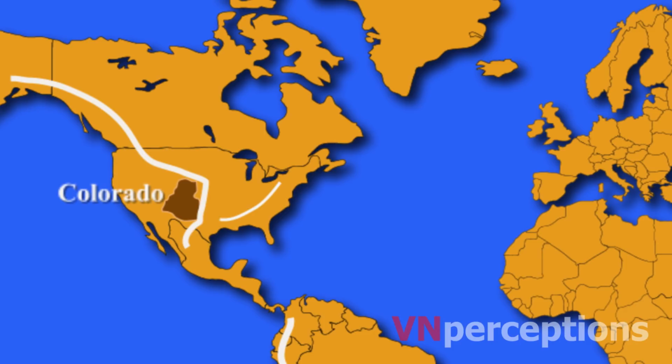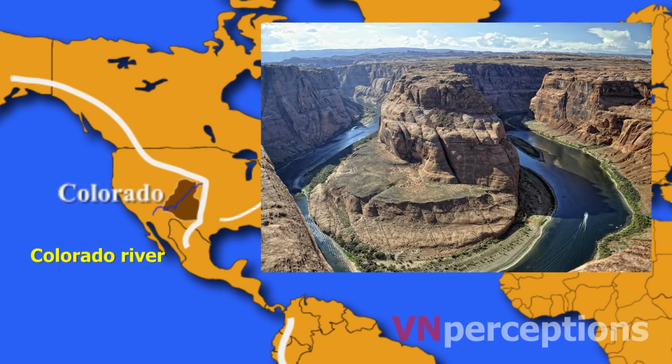The plateau is almost dissected into northern and southern half by Colorado River that flows in the westward direction. The river has carved out the deep gorge called the Grand Canyon.